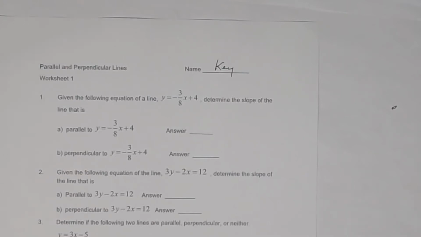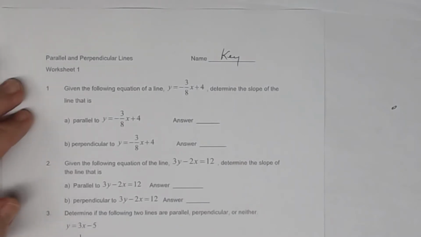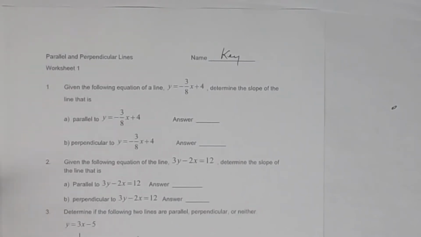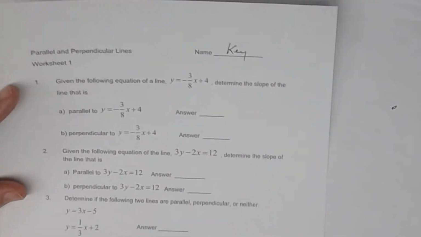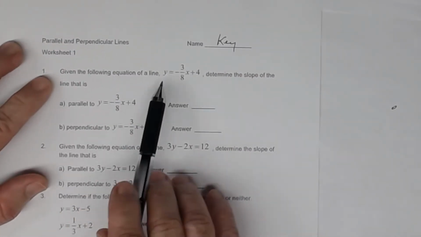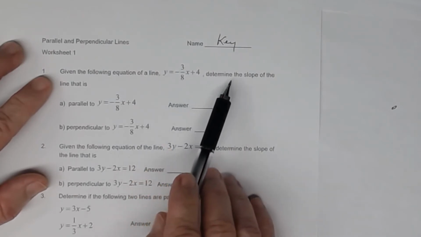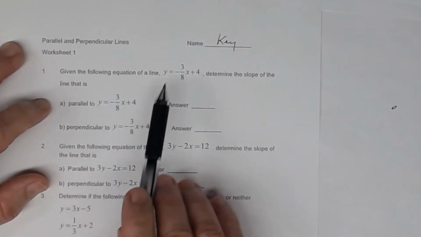All right, so this worksheet deals with parallel and perpendicular lines. It's a very easy worksheet. So let's just start looking at it. Number one says: you're given the following equation, y equals negative 3/8 x plus 4. And the question is, determine the slope of the line that would be parallel to this line.